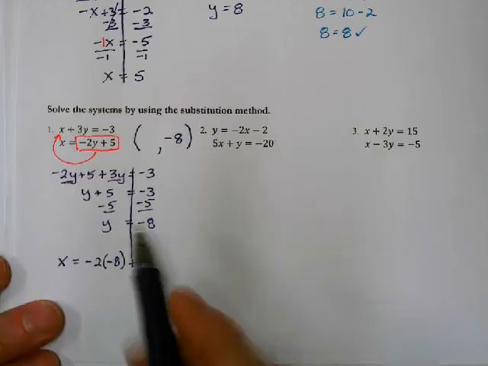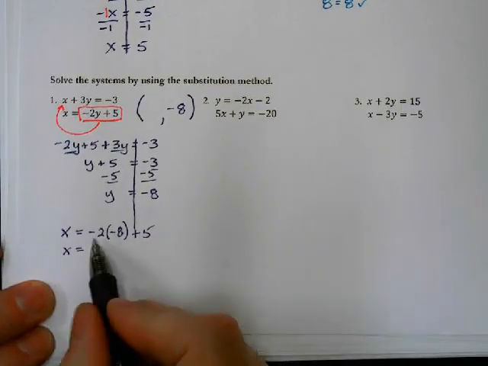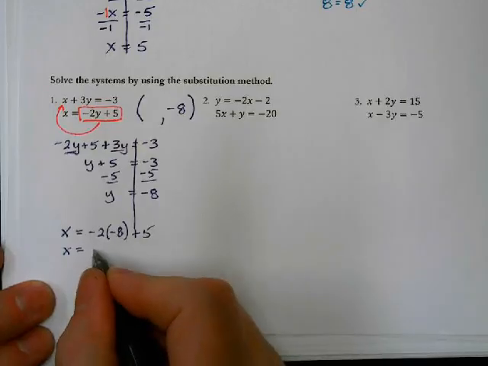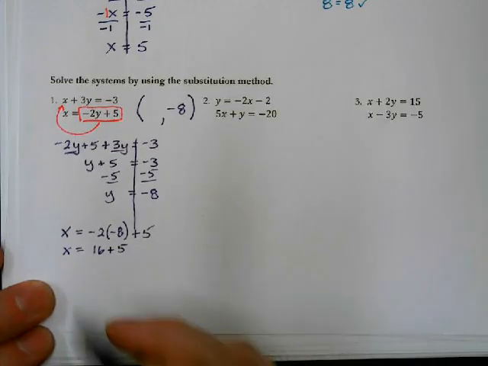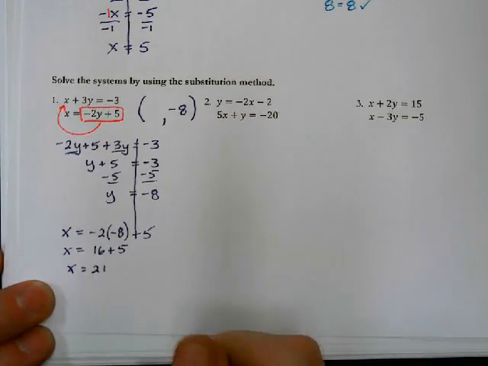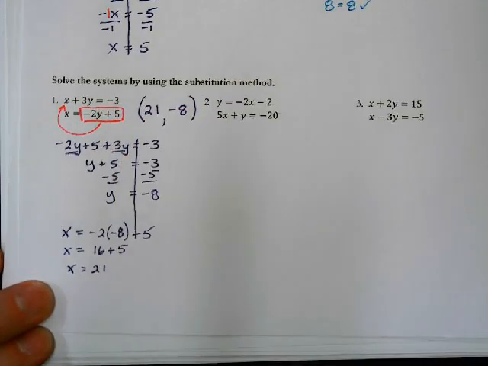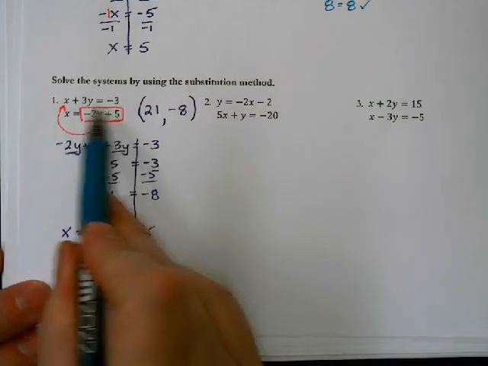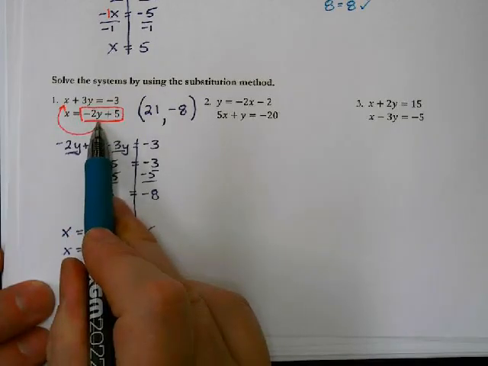Okay, so x equals negative 2 times negative 8 is positive 16 plus 5. 16 plus 5 is 21. So it looks like my answer is (21, negative 8). I think that's my answer. I won't know it's my answer until I plug it into this top equation. We just got done using the bottom equation, so let's plug it into the top equation to see if it works.